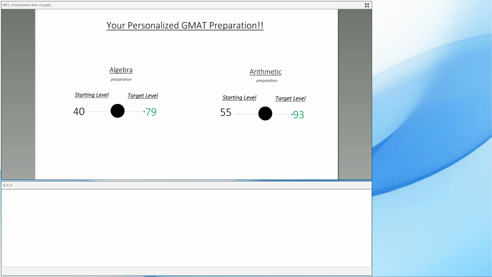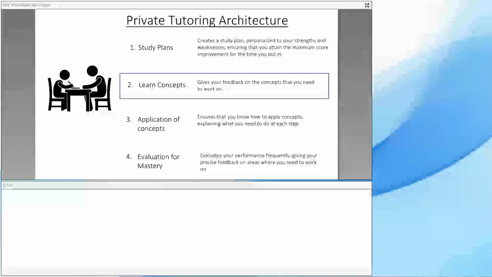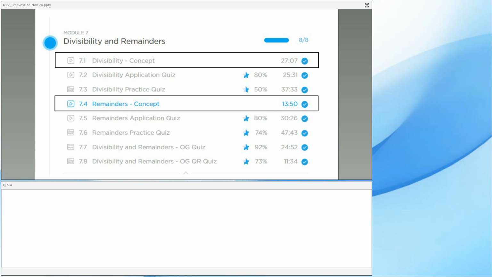Now let's look at how we approach learning concepts. Now remember, a private tutor would teach you concepts and give you feedback on your learning. In this webinar, we're going to focus on divisibility and remainders, and this is the divisibility and remainders module within the e-GMAT online course. What you see over here is dedicated concept files for each of the concepts.